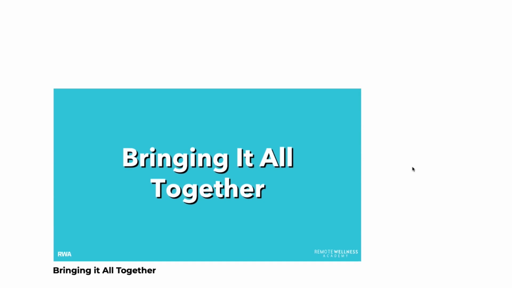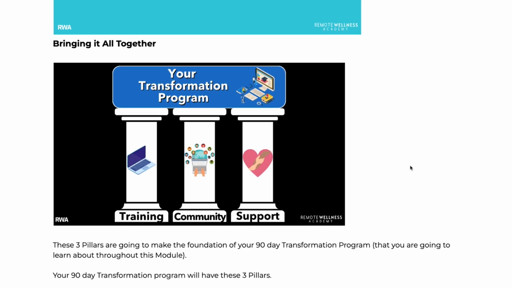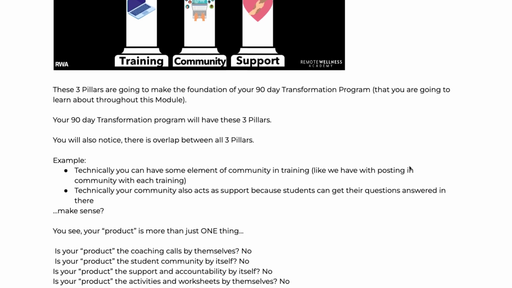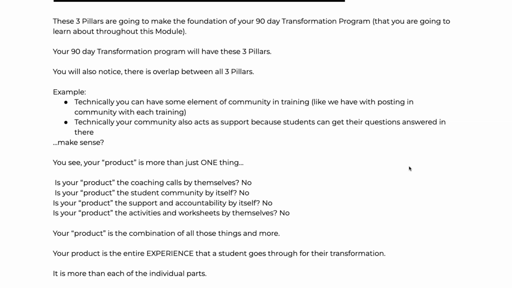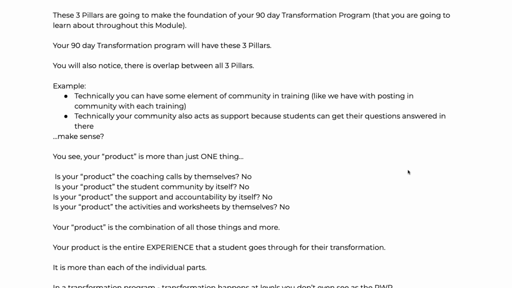And with that being said, let's bring all of this together so that we can make sense of what we've talked about, right? So training, community, and support. These 3 pillars are going to make up the foundation of your 90-day transformation program, okay, that you're going to be learning about throughout this module. And then your 90-day transformation program is going to have these 3 pillars, okay? You're also going to notice that there is overlap between each of these 3 pillars.